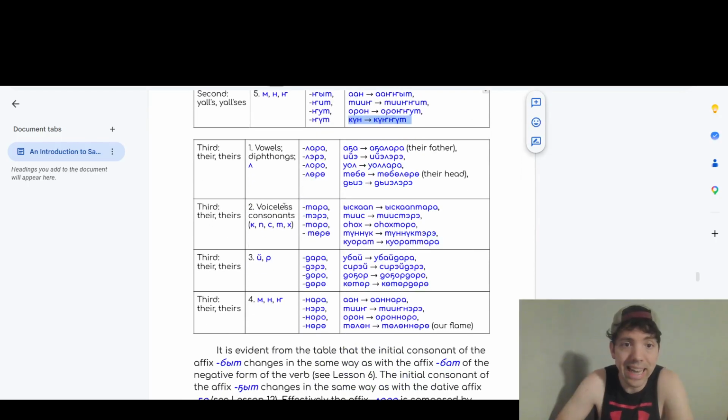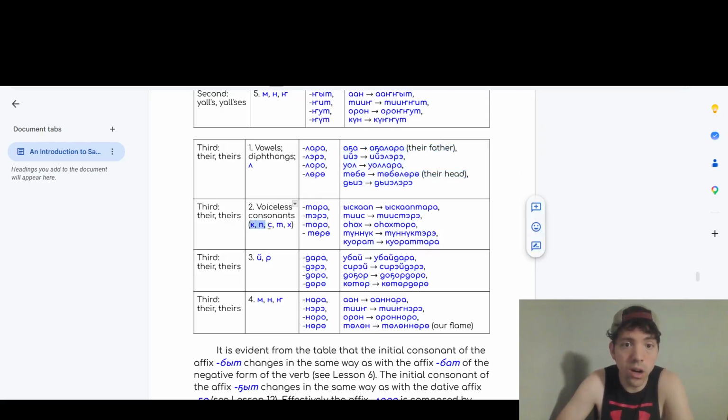All right. Lastly, theirs, their dad, their mom, blah, blah, blah. Vowels, diphthongs, or la. We're going to add, and this one's a lot easier, this is just like the plural endings we learned before. We're going to add the plural ending, and we're going to add a vowel that goes with it. So lar plus a, ler plus e, lor plus o, lur plus u. So lara, lere, loro, luru. Aga, agalara, ie, ielere, wal, walara, tubu, tubuluru, tie, tielere.